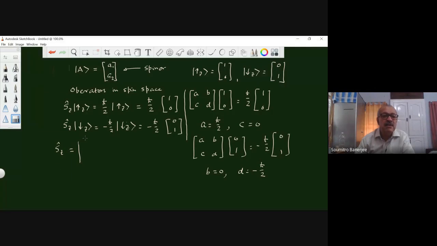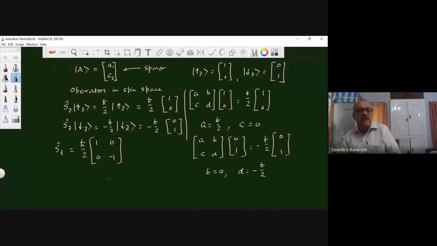Give some space here, because I have to write h cross by 2. h cross by 2, it is 1, 0, 0, minus 1. So it was easy to obtain the operator for Sz.